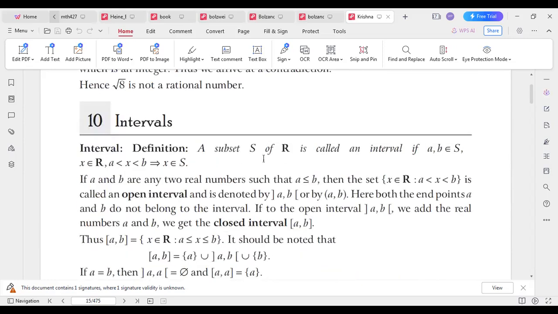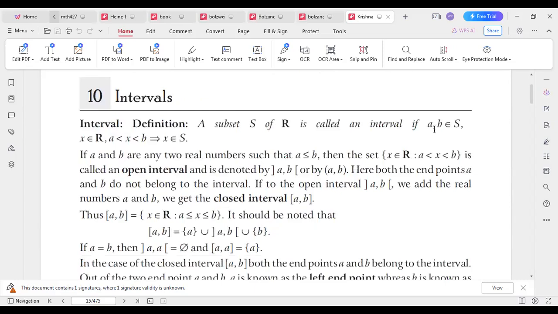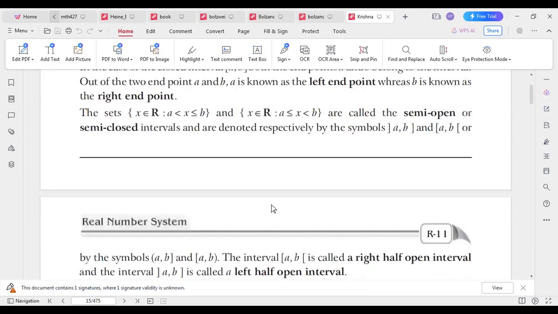Now, what will be the intervals? A subset S of R is called an interval if a, b belong to S and x belongs to the real numbers and x lies between a and b, then x will be an element of S. If a, b are any two real numbers such that a is less than b, then the set can be defined as an open interval. Similarly, we can also define a closed interval, and this is called semi-closed, and this is semi-closed and semi-open.